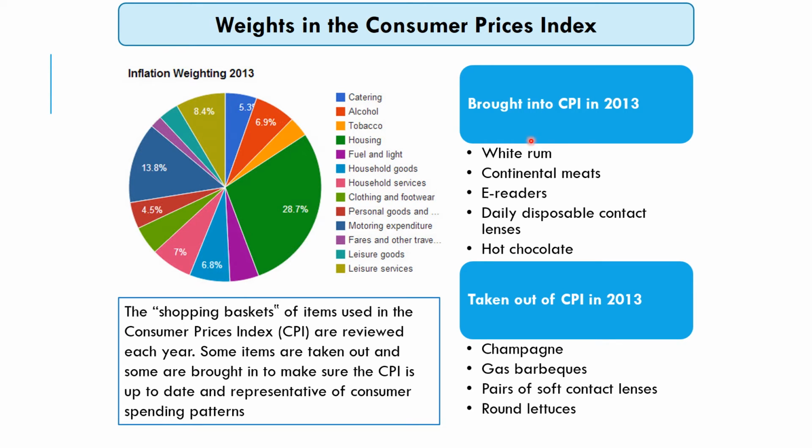They started to monitor the prices of white rum, e-readers, hot chocolate, because these were becoming more popular. And they took some things out to make space. Champagne was becoming less popular, soft contact lenses, and rather randomly, round lettuces.